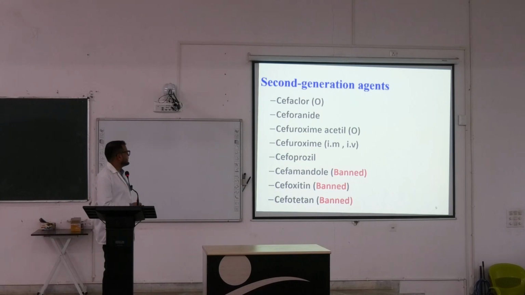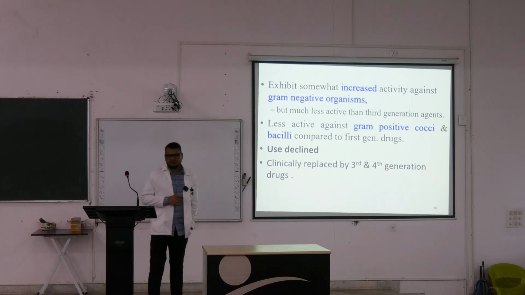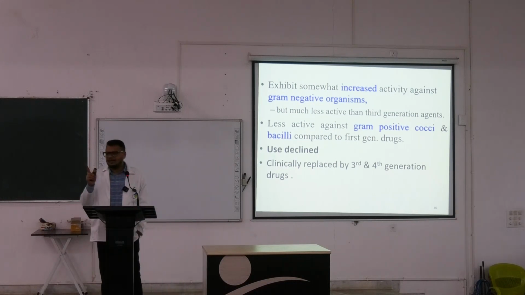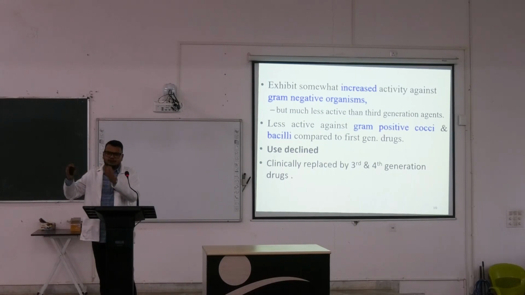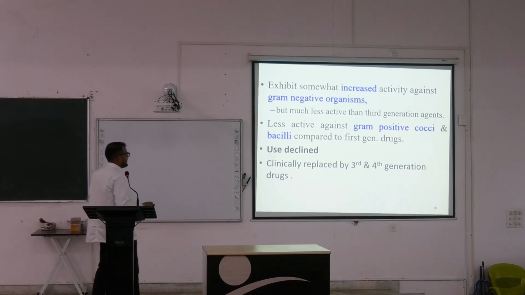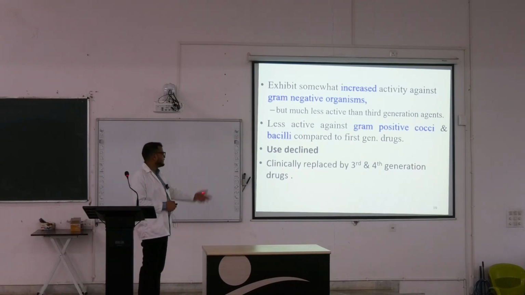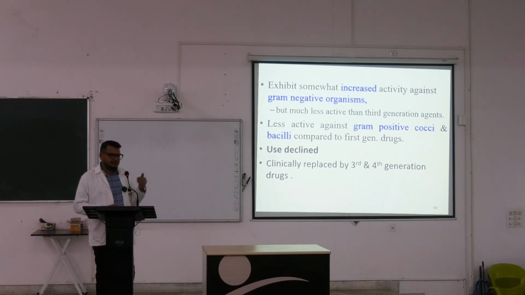So what is the difference between first and second? Exhibit somewhat increased activity against gram negative. You see, first generation it was only active against gram positive, very less against gram negative. When you are improving to second generation, the activity also encompasses the gram negative bacteria, but much less active than third generation. Third generation is more effective, less active against gram positive cocci and bacilli compared to first generation drugs. Uses are now very much declined because we have better choice, third generation and fourth generation cephalosporin.